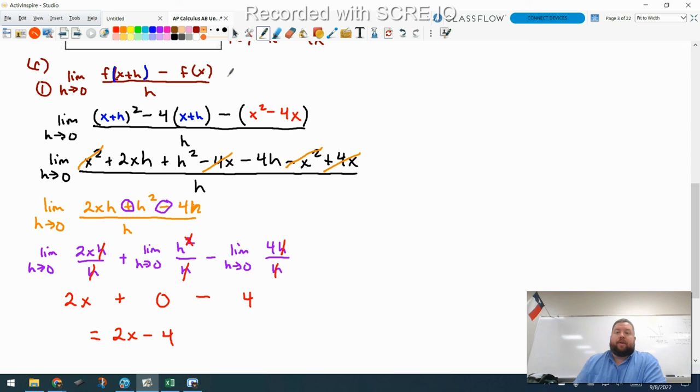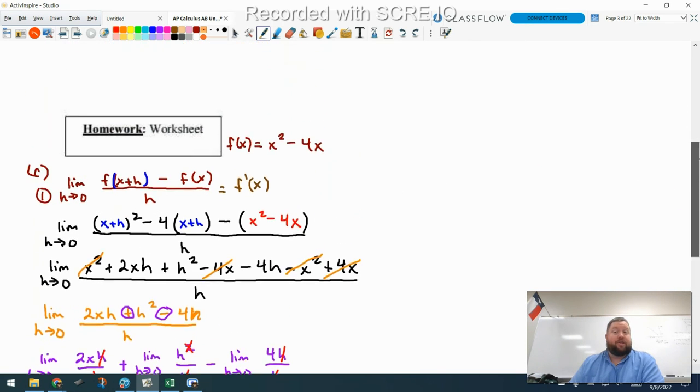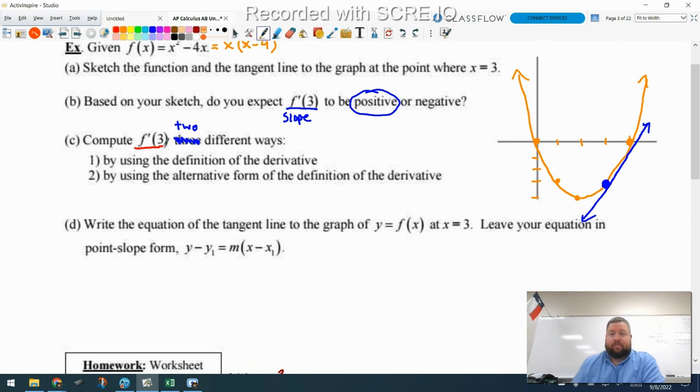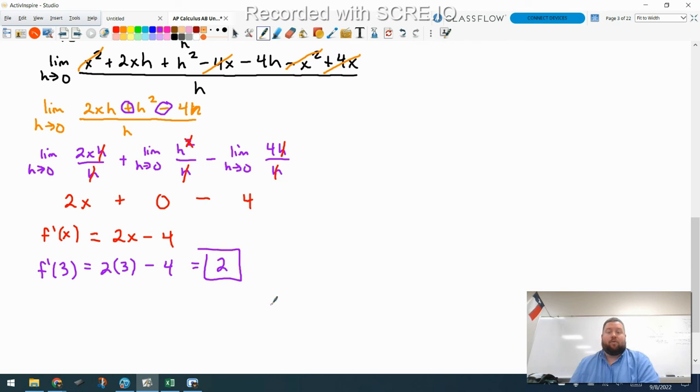Okay, remember what this limit is. This limit, the original limit definition, is equal to f prime of x. So that's what our answer down here is equal to. f prime of x is equal to 2x minus 4. 2x minus 4 is the derivative of x squared minus 4x. All right, now this doesn't answer the question. The question was actually compute f prime of 3. So now that we have an f prime of x, we can simply plug in 3. f prime of 3 is equal to 2 times 3 minus 4. 6 minus 4 is equal to 2. And we're done with that one.